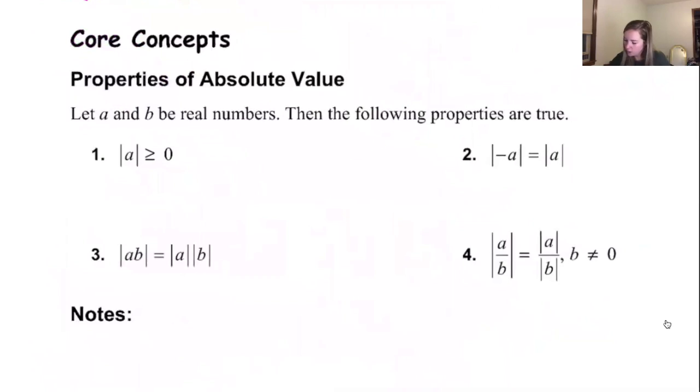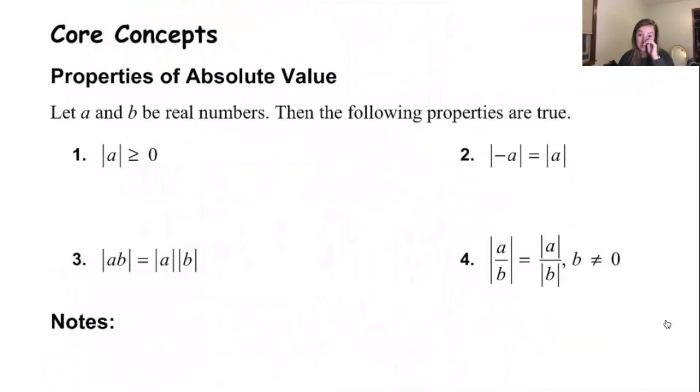So here are some core concepts to think about when we are dealing with absolute values. The absolute value is always going to be greater than or equal to 0. We're never going to get something that is negative. So that means if you're taking the absolute value of a number, it's always going to be 0 or positive. If you're taking the absolute value of a negative number, the absolute value is exactly the same as the positive number. It does not matter because the absolute value is measuring the distance a number is from 0, and distance can't be negative.